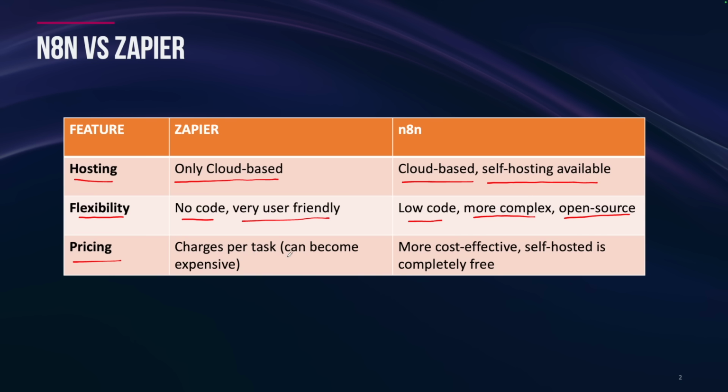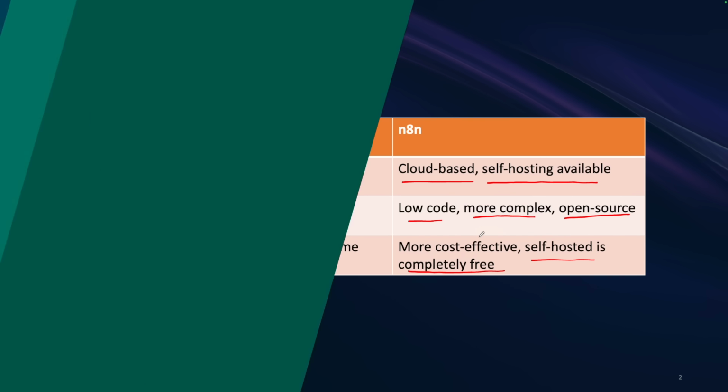In terms of pricing, Zapier is slightly more expensive because it charges per task. And it can become expensive if you have lots of tasks running. Zapier provides a free tier which runs for 14 days, so you can try out all the premium features and then decide whether you want to go ahead with the subscription or not. For n8n, there are two options. If you're using the cloud-based version, then obviously there is again a free tier, but after that you have to pay. But if you are self-hosting, then it becomes completely free. So that's something you can keep in mind.